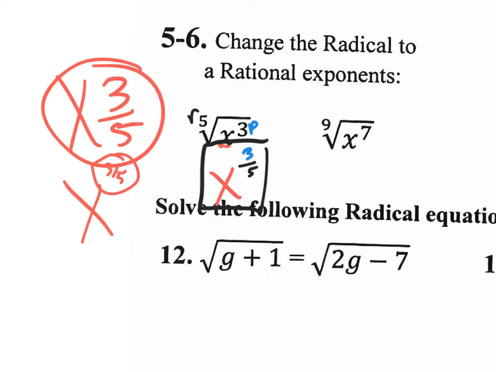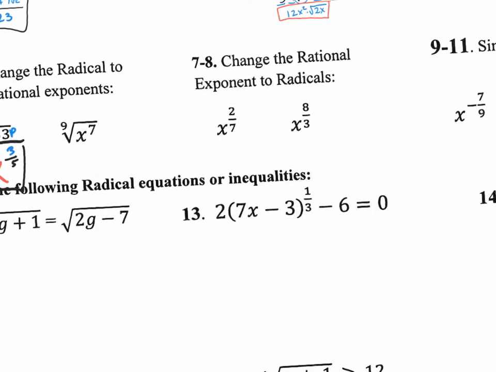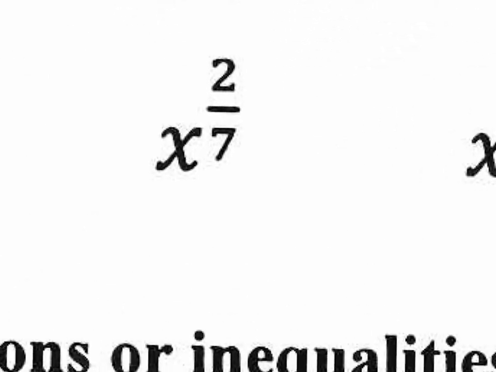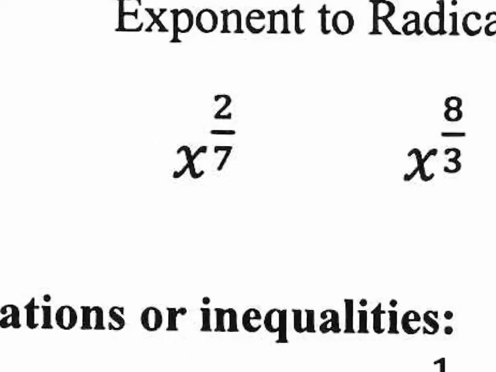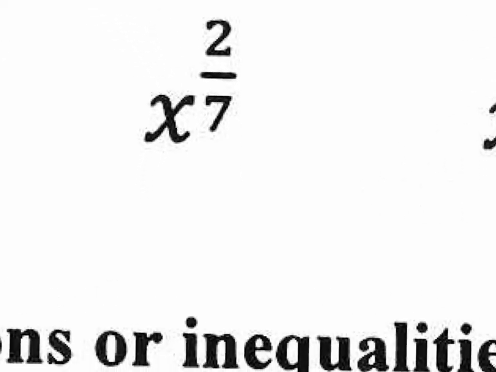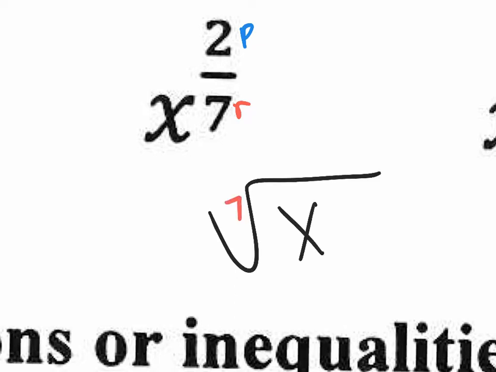All right, so let's jump to this next one. I'll do one of these, the first one. Let's change this to a, what do they want us to do? To a radical, a rational exponent to a radical. So we said that it's always x to the rational exponent, which would be a power over a root. So what is the root? 7, and what's the power of x? 2. Done. There's your answer.